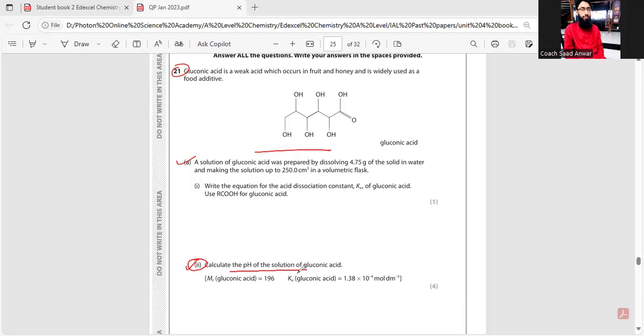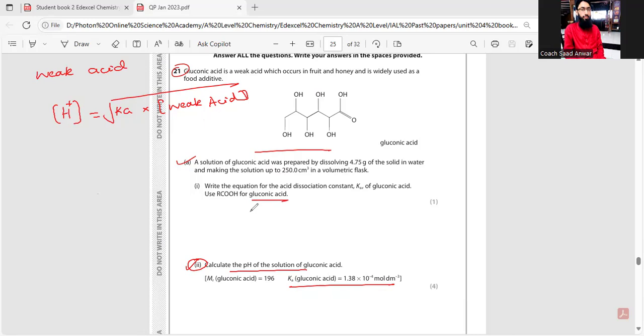Gluconic acid is an organic acid, and it is a weak acid. If we have to find the pH of a weak acid, the very first step is to find the hydrogen ion concentration. Remember, in case of weak acid, hydrogen ion concentration is equal to the square root of the concentration of the acid times Ka. Ka is given here, so we have to find the concentration of this gluconic acid. If we have the concentration, we can find its pH.